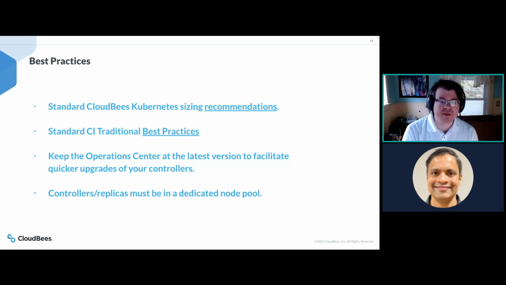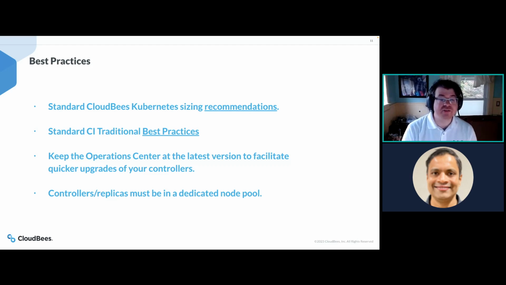So the CI traditional best practices follow pretty much the same concept. It's about sizing things correctly, ensuring that availability is there, and of course, making sure you have an NFS with plenty of space that can share a storage folder or storage location between your replicas.